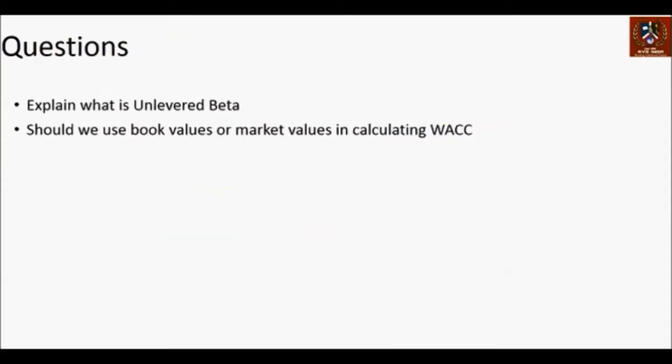Couple of questions to end this section. Explain what the unlevered beta is, how do we calculate it, and should we use book values or market values in calculating WACC? What is the simplest reasoning that comes without using any formula?